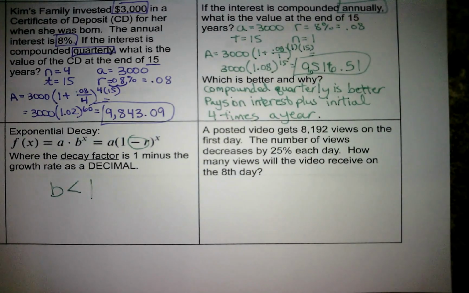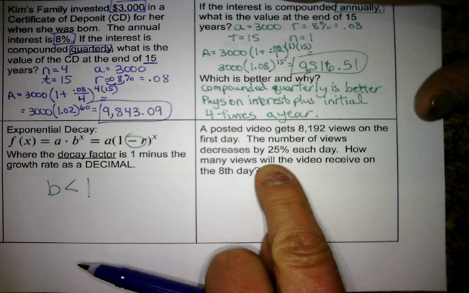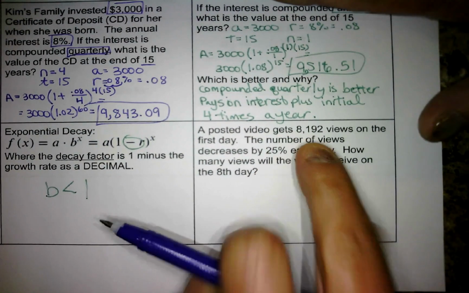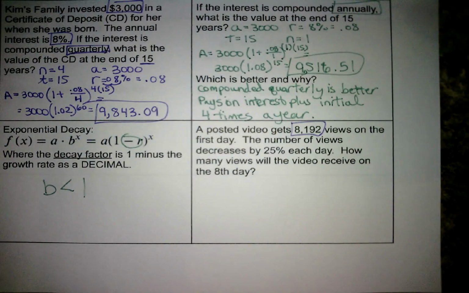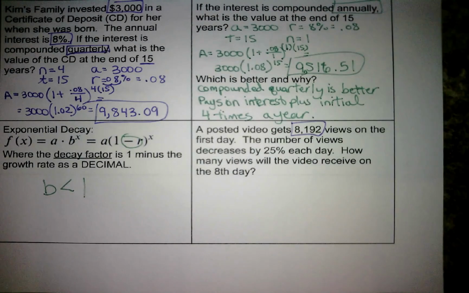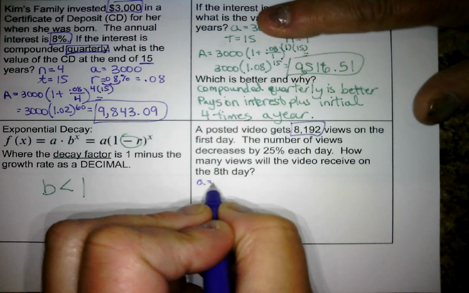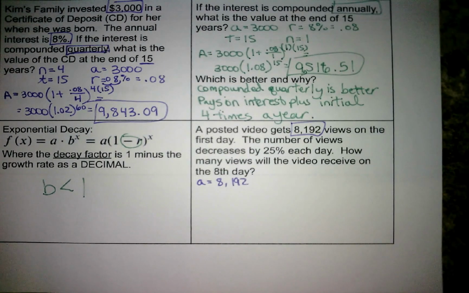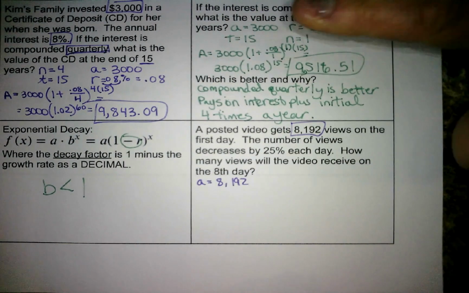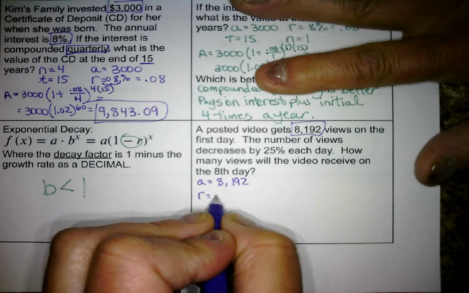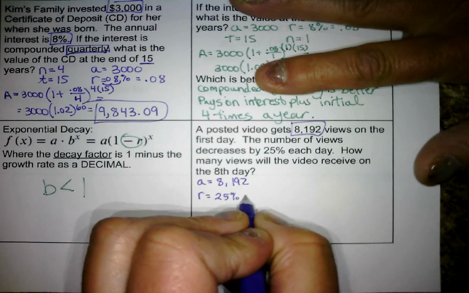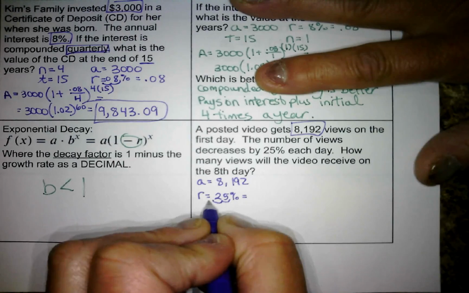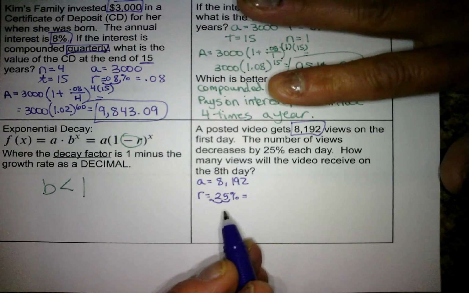So let's go ahead and take a look. Okay, so a posted video gets 8,192 views. So I'm going to post my video right here on 6.3 notes, and I'm going to get 8,192 views on the first day. That's my A value, my initial value. But the number of views decreases by 25% each day. So as a decimal, divide by 100, or move that decimal place over to the left 2 times. That's going to be 0.25 as my rate.